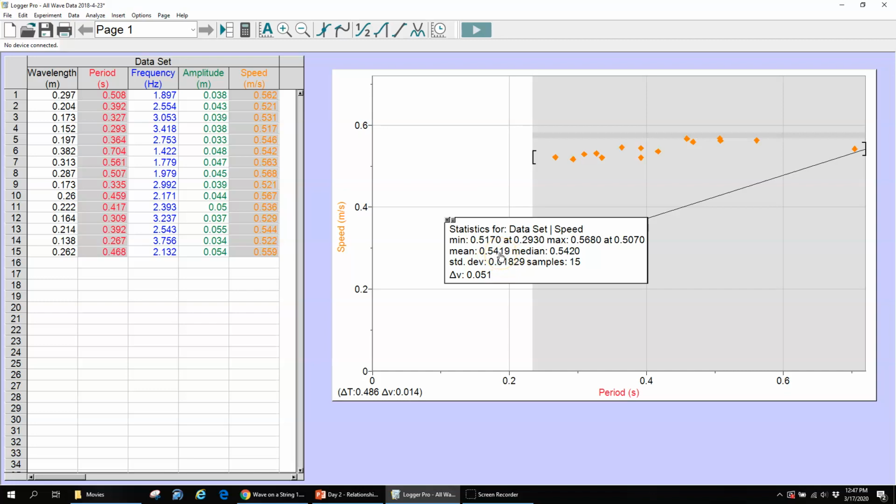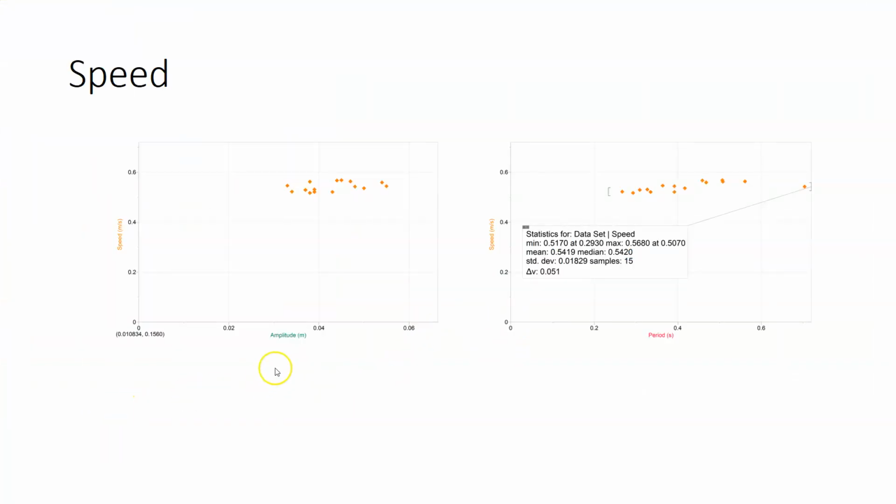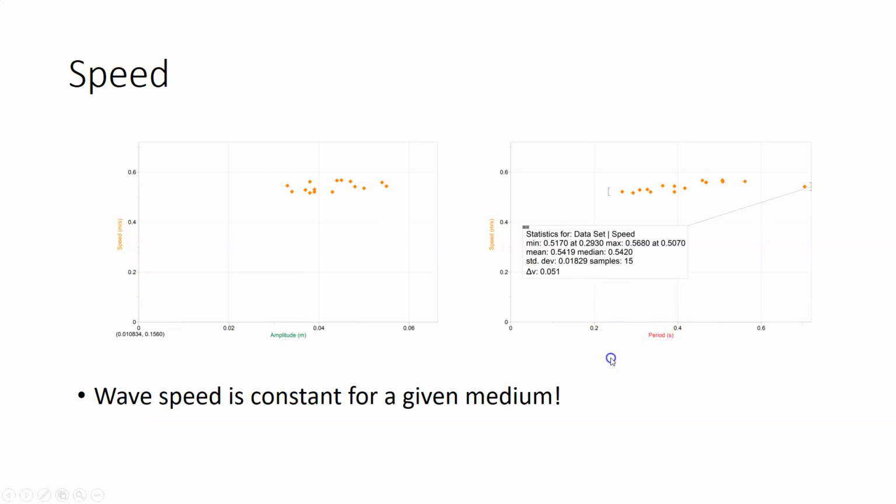So regardless, on this wave machine, regardless of what we do with period or amplitude, all the waves appear to travel at about 0.55 meters per second. So here are those two graphs. Amplitude doesn't affect speed. Period doesn't affect speed. Therefore, frequency doesn't affect speed. And this is really important. Can wave speed change? Yes, it can.